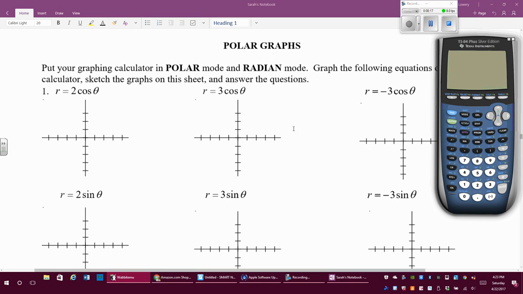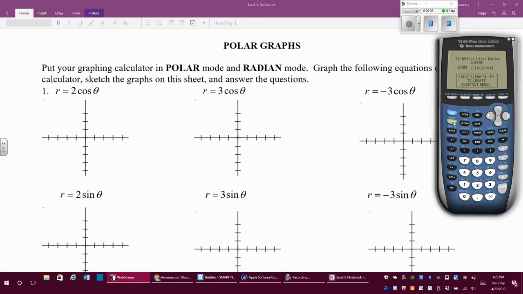Okay, so I want you to find the section on polar graphs in your notes. And what I want you to do is grab your calculator because you guys are going to be doing some of this side by side. I strongly encourage you to do this with me and to not fast forward the video. Don't just fill this in off of the key. You need to be doing this with me.